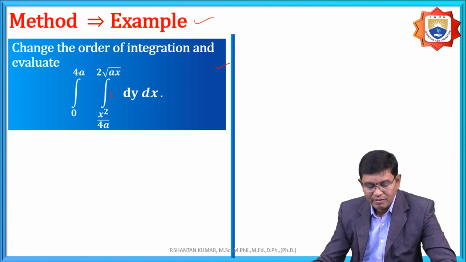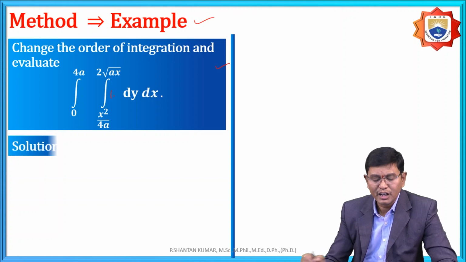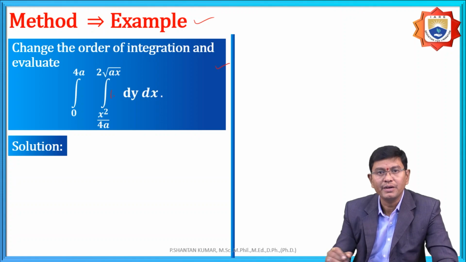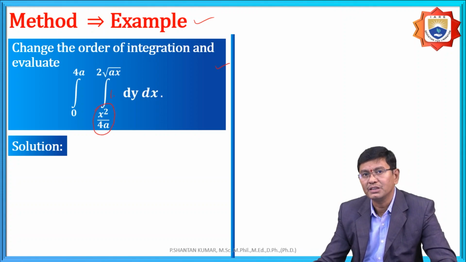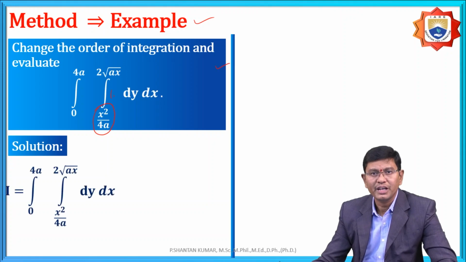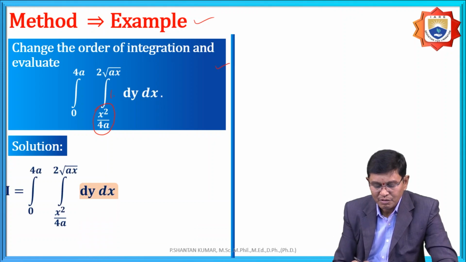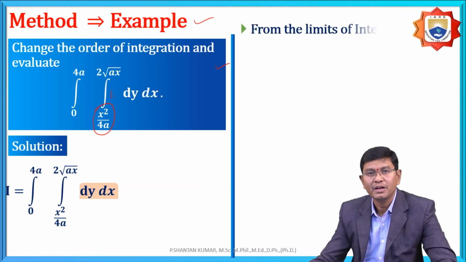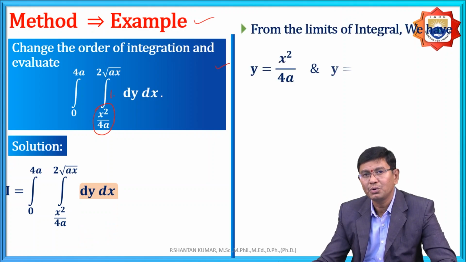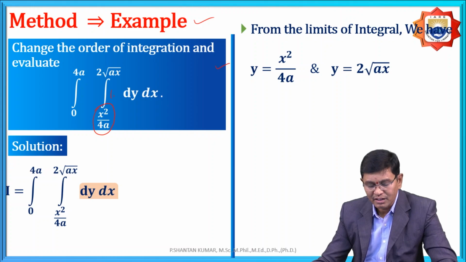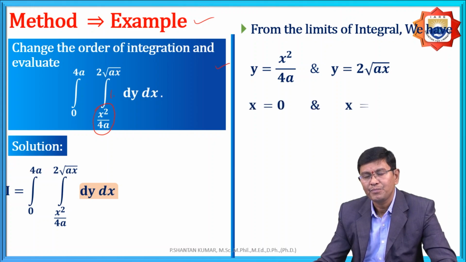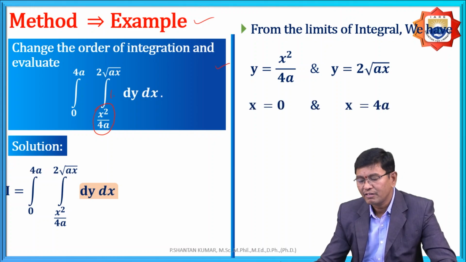While observing here, the inner limits are in terms of x, which means we treat them as y limits. That is, y is equal to x square by 4a, and the upper limit is y is equal to 2 root ax. The rest of the values are x is equal to 0 and x is equal to 4a. Using these, y in terms of x and x in terms of constant limits, by solving this one we need to draw the diagram.